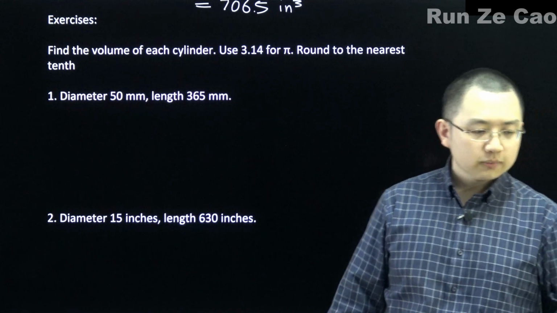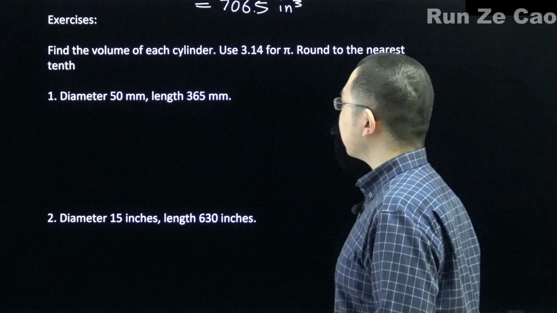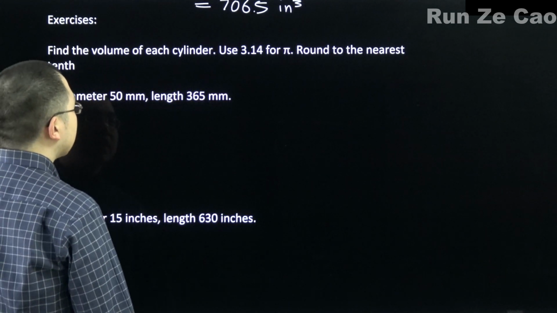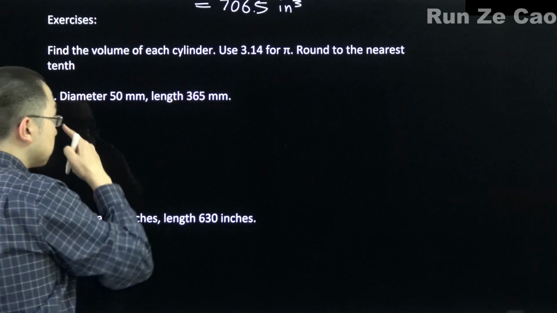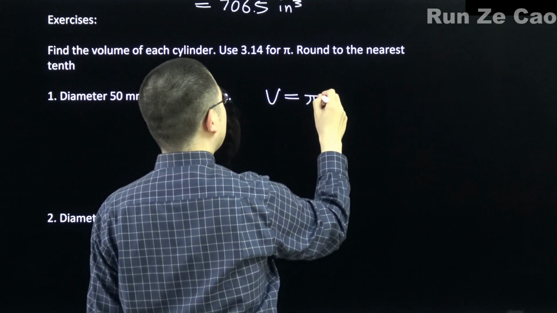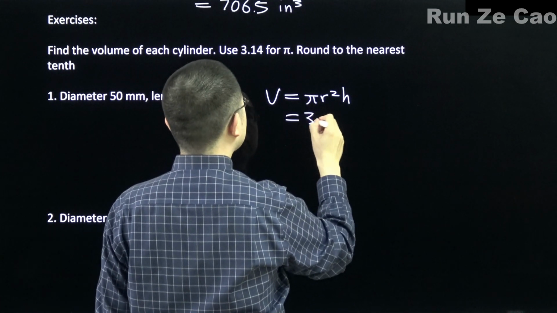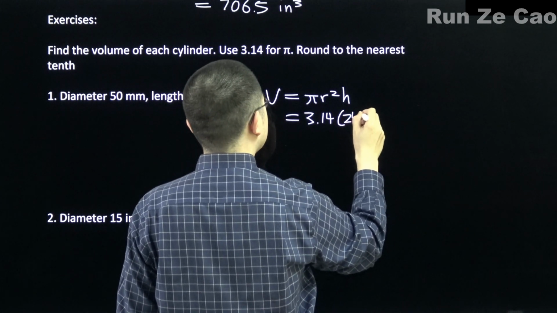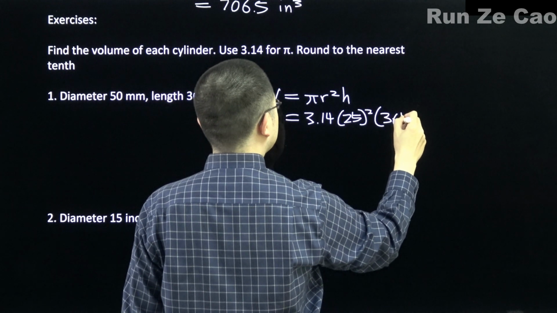Exercises. Find the volume of each cylinder. Use 3.14 for pi and round to the nearest tenth. Diameter 50 millimeters. Length 365 millimeters. Okay. Volume equals pi r squared h. That means 3.14 times 25 squared times h, which is 365.